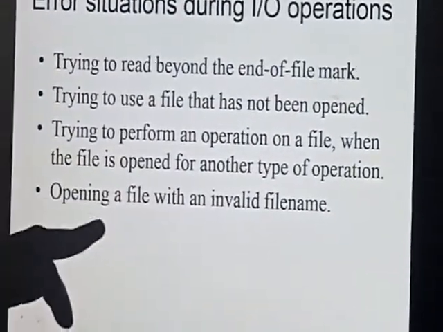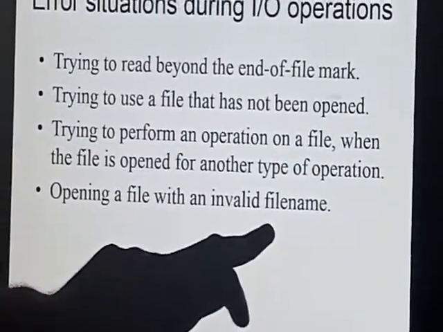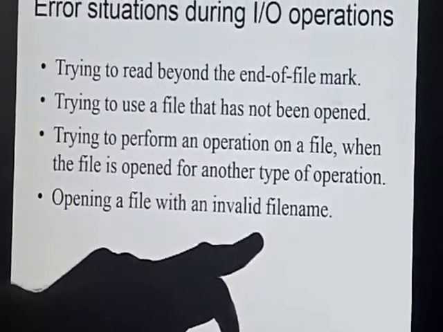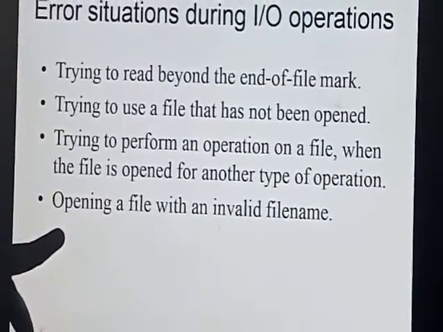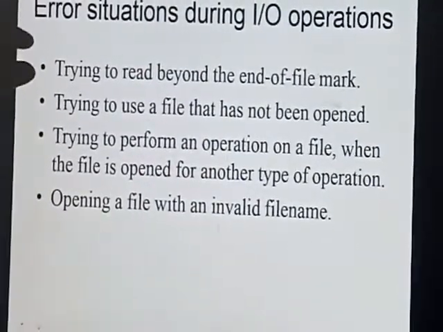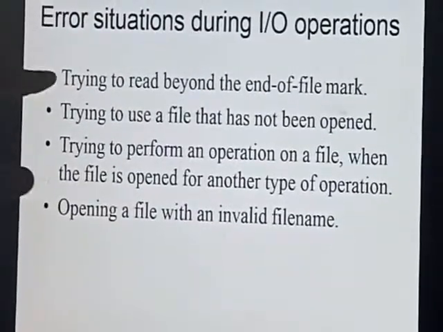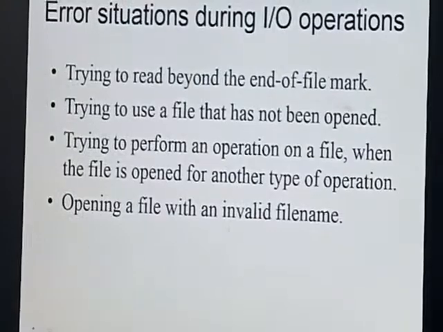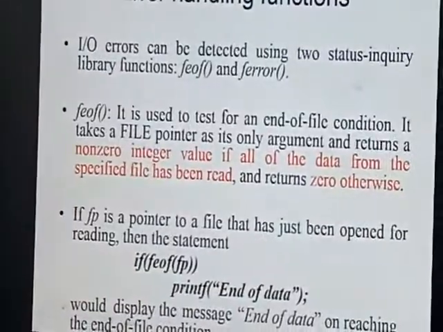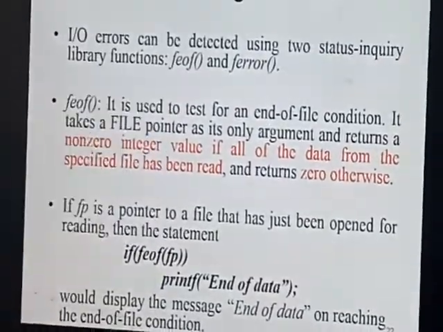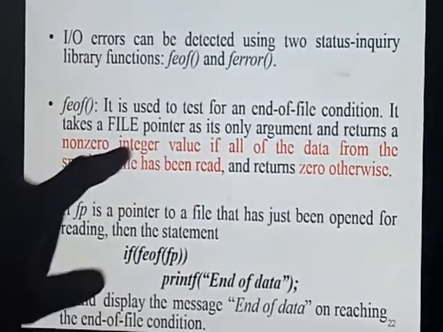In such cases, such operations cannot be done, that is an error. And if you have opened a file with a wrong file name, the file name is not that, but you are making it read or write, that is an invalid file name. If you open such a file, that will also be an error. And here, after end of file, you want to read it. This is detected by a single function to know that you have reached the end of file, called feof, file end of file.